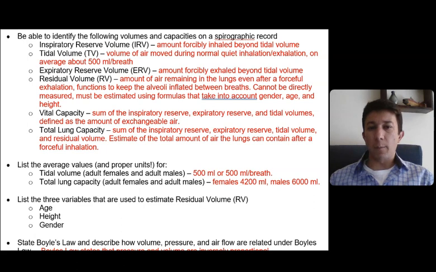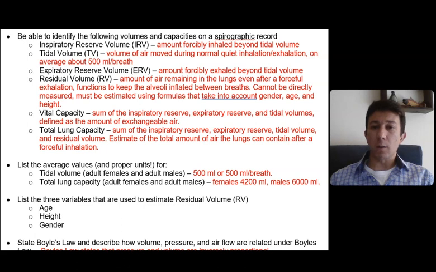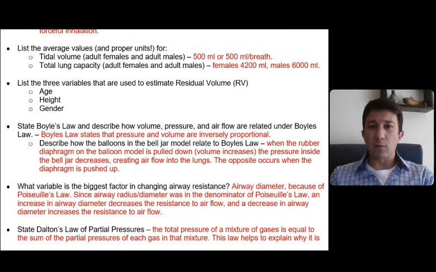And then finally, the total lung capacity is really the same as the vital capacity, but we're adding residual volume to it. So total lung capacity is the sum of all four of those volumes that we talked about: inspiratory reserve, tidal volume, expiratory reserve, and residual volume. And total lung capacity really estimates the total amount of air that the lungs can hold after the most forceful of inhalations. So that brings us to average values as well as the units for things like tidal volume for the average adult female and average adult male.